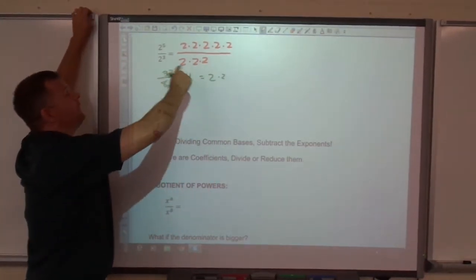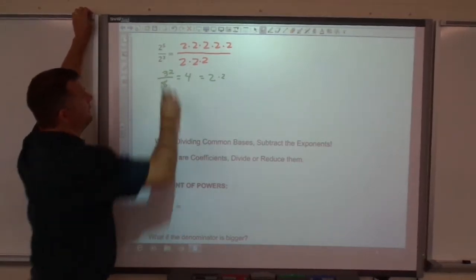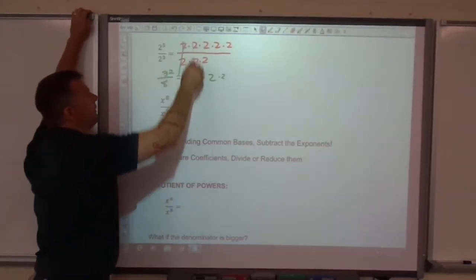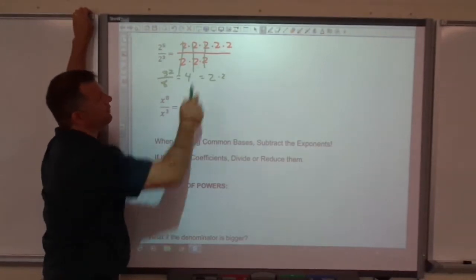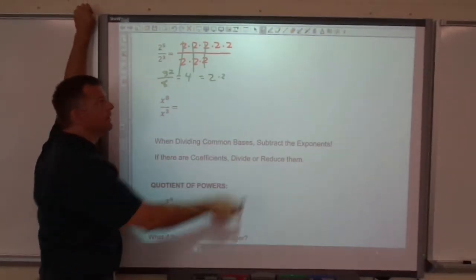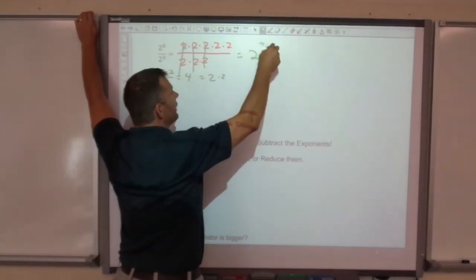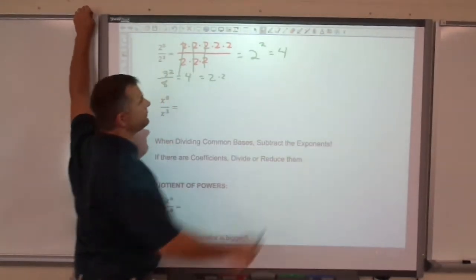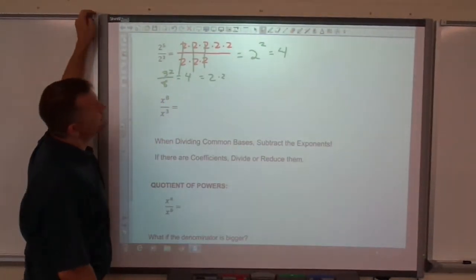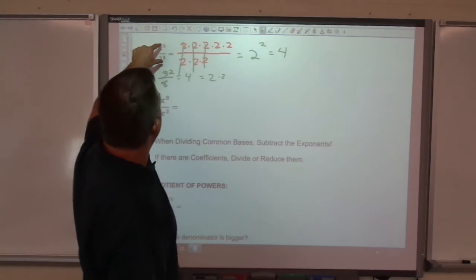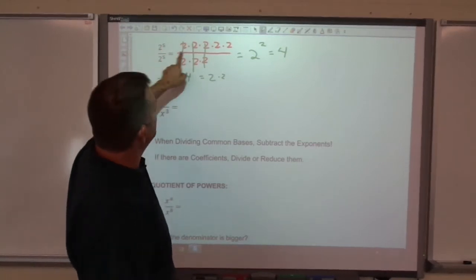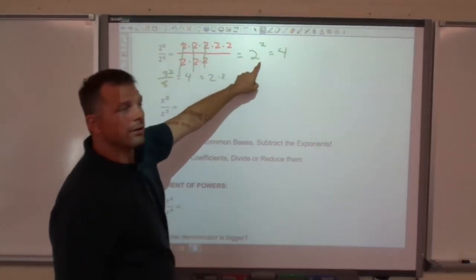Well, we can look and see what cancels from the top and the bottom. This 2 can cancel, this 2 can cancel, this 2 can cancel. All we're left with is 2 times 2. So this equals 2 squared, which is 4. Okay? So if we have 2 to the fifth divided by 2 to the third, it's 2 squared.